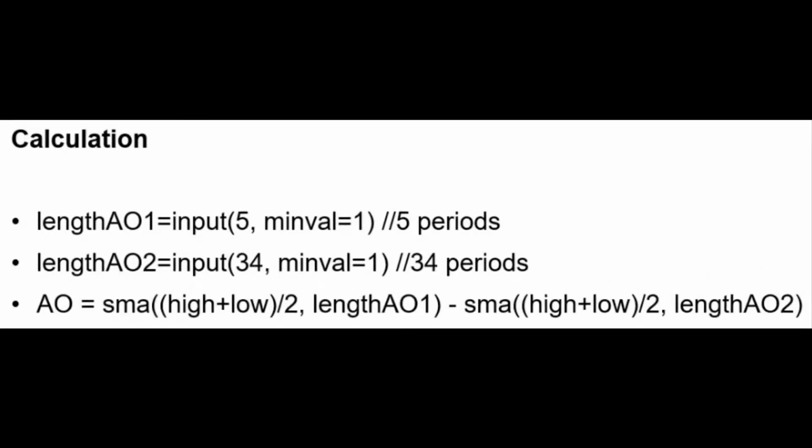The calculation of the AO indicator is very simple, as you can see there. Length AO1 equals input 5, min val equals 1 divided by those 5 periods, and very similar for AO2, just 34 used as the period. And the actual calculation of the AO uses simple moving averages of the high and the low divided by 2 to get that mid price, as we talked about, with the length AO1, minus again the simple moving average of the high low midpoint with length AO2. So all very simple stuff.